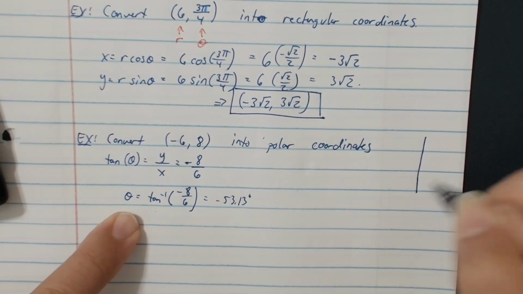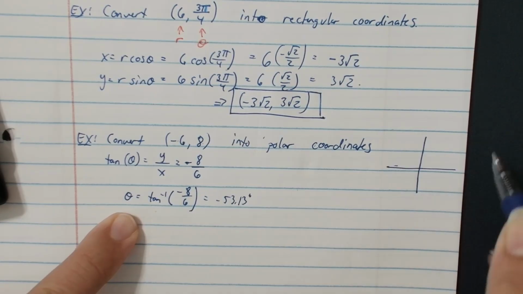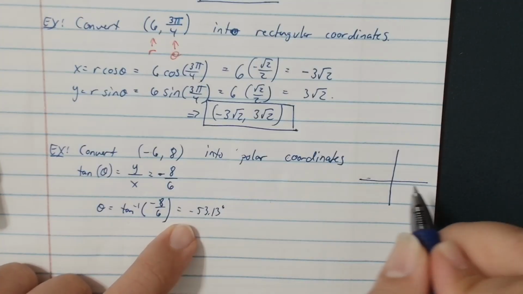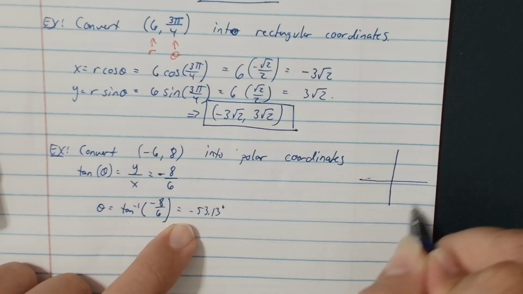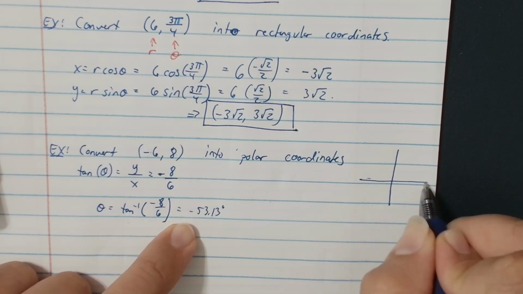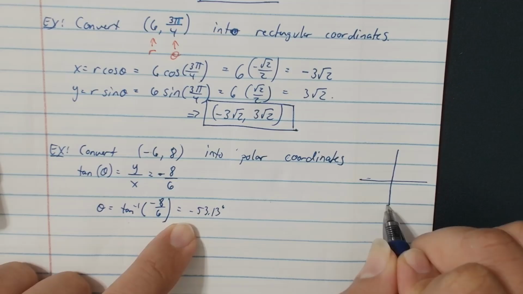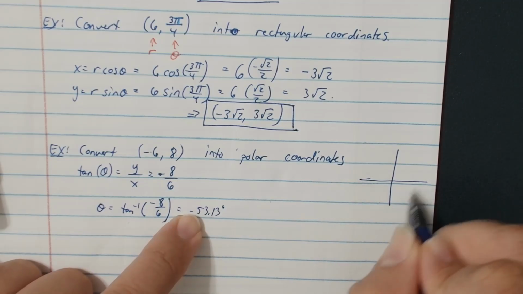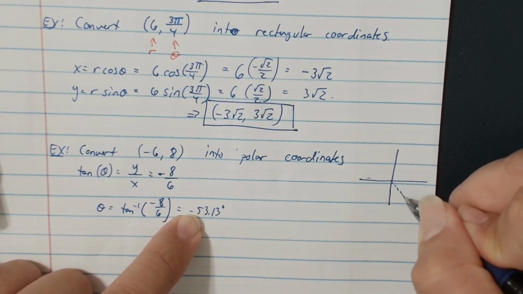But look what happens if I graph that. Negative 53.13 degrees. Remember, negative means your angle's going clockwise, so it's going this way. This is 0. This would be negative 90, negative 180. Okay, so negative 53 is between 0 and negative 90. So somewhere this way.